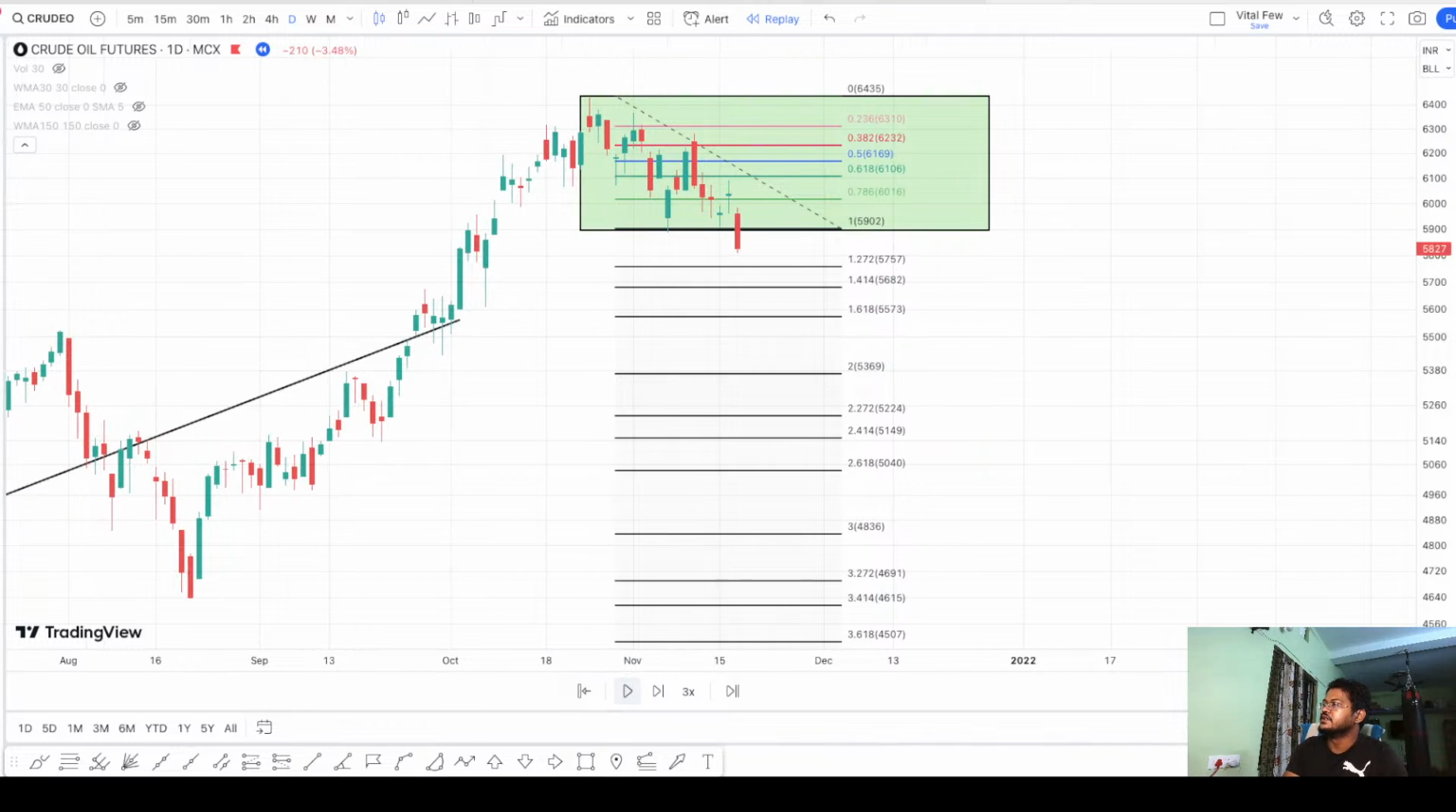Okay, see here it is giving the reaction. So what I will do is let's say I will sell 2 quantities. Okay, 2 quantities I will sell and keep one target here. And second one will be here at 1.618 and 2. These will be my levels. Okay, I will initiate the sale.